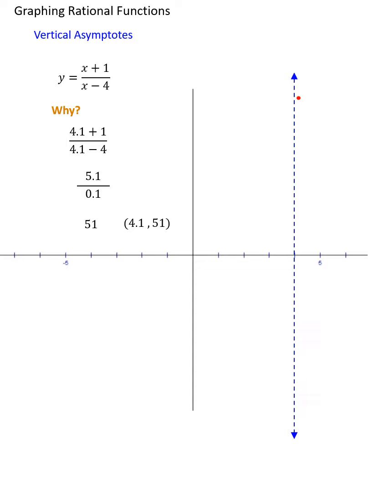So what happens if I plug in another point close to 4? Let's go on the other side of 4 this time. Let's go slightly to the left of 4 by plugging in 3.9.